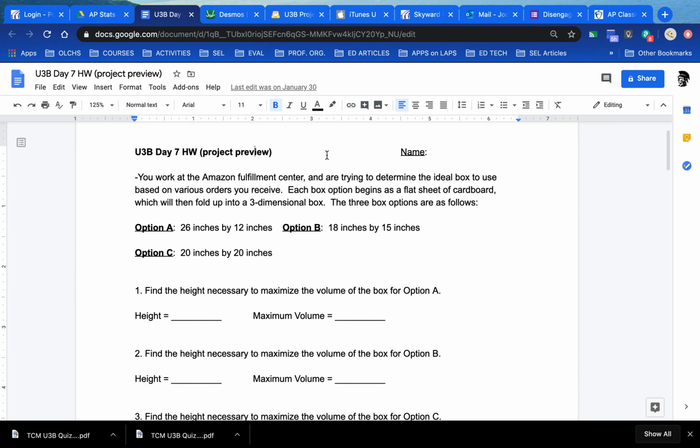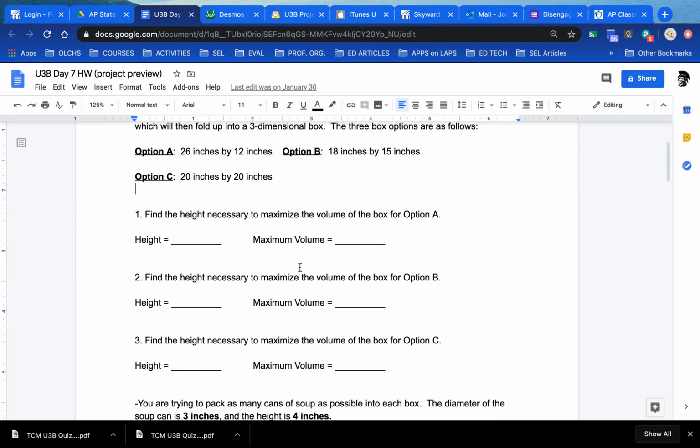So for these first couple of questions, or just to give you an overview, this whole project was about optimizing the volume of a box to ship things if you worked at Amazon. So there are three different dimensions you'd start with. These are all like rectangles, option A, option B, and option C. The way you start this off, and I think once you see one, you'll kind of understand how to do the others. I'll just work with option A.